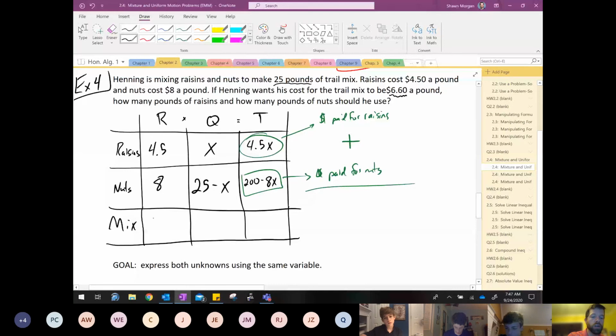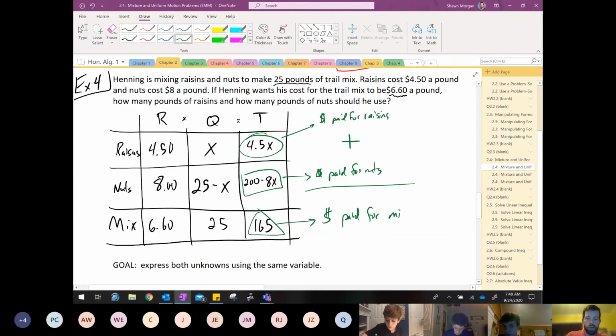If the whole mix costs $6.60, and there's 25 pounds, just like what Jake said, we would multiply from left to right. If there's 25 pounds of this stuff, so there's a lot of trail mix, and it costs $6.60 a pound, then that's going to be $165. That's the total amount of money paid for the mix, and that's how we write up our equation. You guys see what I'm talking about there?